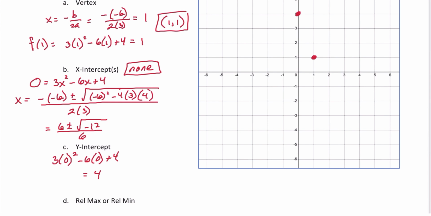Remember that there is a vertical line that goes through the vertex called the axis of symmetry. We can use that line to get an additional point. Since we don't have x-intercepts, we may need an extra point. We know that we have the y-intercept at 0, 4. Using symmetry, we know there must be a point over here at 2, 4. And using those 3 points, we can get a rough sketch of what the quadratic will look like.